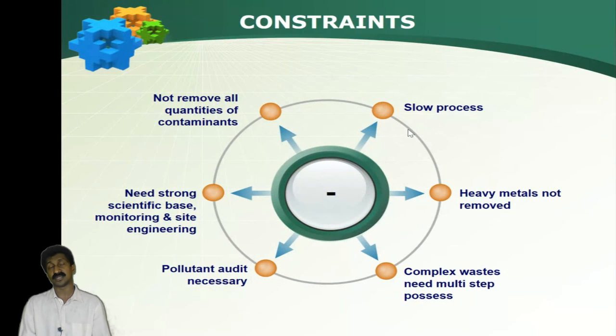A pollutant audit is necessary. For example, regular monitoring of the environment for the presence and level of pollutants, whether it is exceeding the critical limit, and then you need to implement some strategies for remediation. So you always need a pollutant audit. Then it requires a strong scientific base, monitoring and site engineering. Just like even for a biogas plant, you require specific scientific treatment. If you dump everything in the biogas plant, within no time it will be spoiled. So you should have a scientific base while maintaining it.